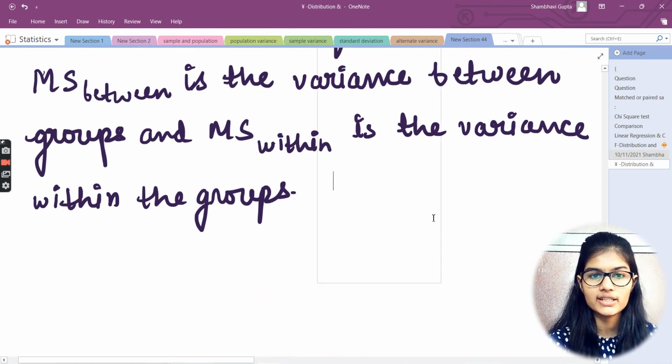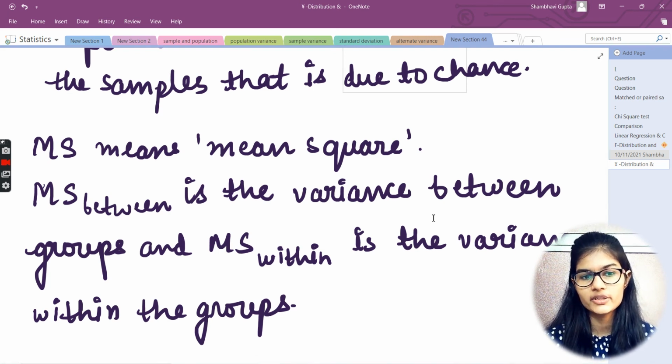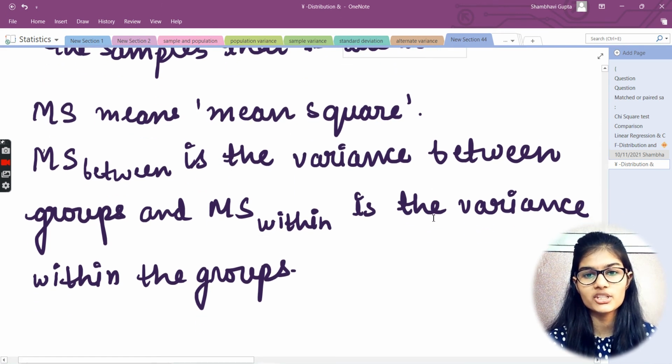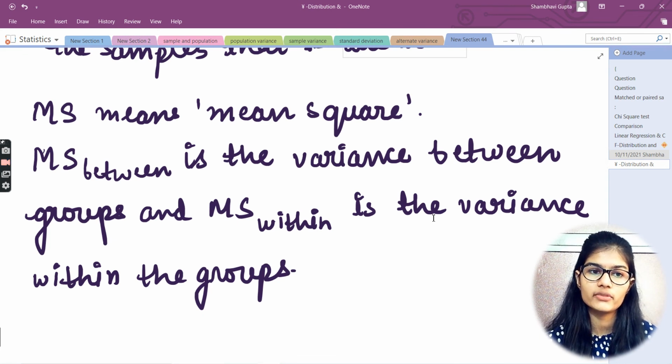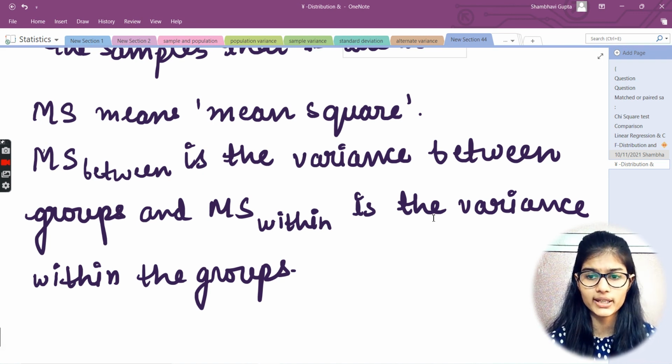What is the meaning of MS right here? MS means the mean square. So MS between is the variance between groups, and MS within is the variance within the groups. I hope I am very clear with the definitions, what these SS and MS are, and how to categorize them between within and between. What is the meaning of sum of squares, and what is the meaning of mean square? I hope all of these things are very clear to you.